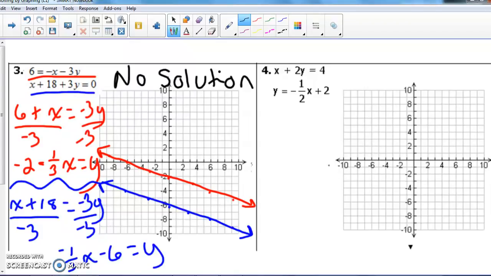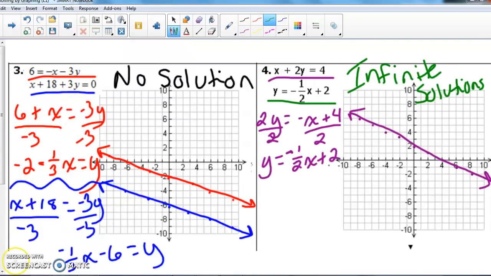Try number 4. In number 4, one of them is done for you, meaning one of them is in slope-intercept form, and one of them is not. Again, hopefully we agree. When I got that first equation in slope-intercept form, and I graphed it, and then I look at that second equation, it was the exact same line.